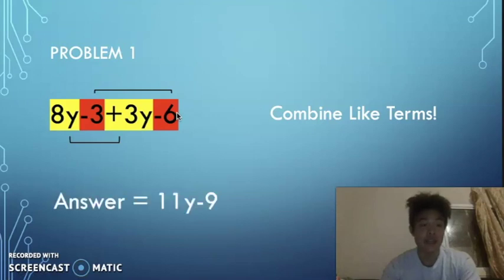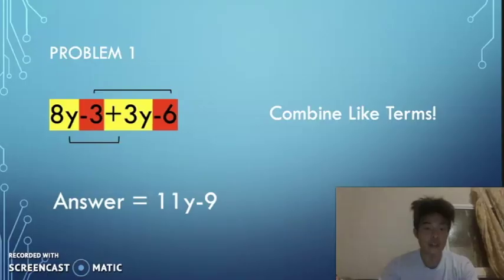So that would give us the answer 11y minus 9, because 8y plus 3y is equal to 11y and negative 3 minus 6 is equal to negative 9. So let's move on to the second question.